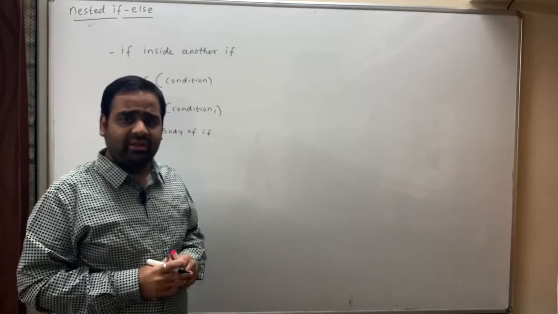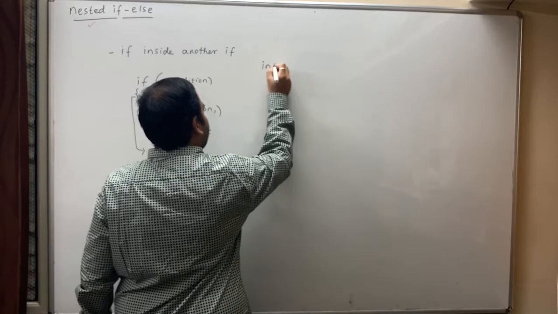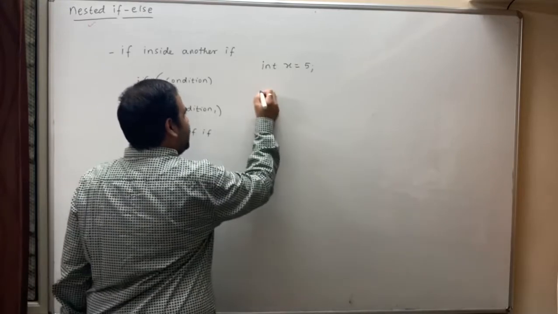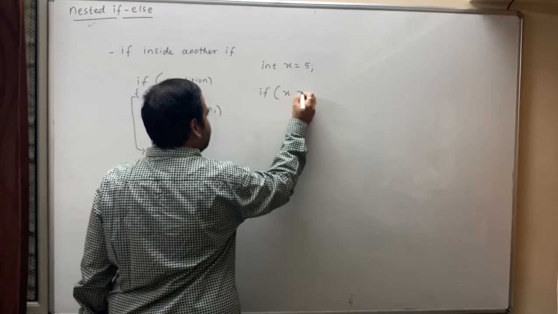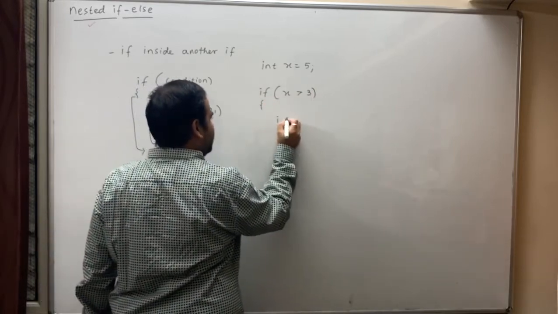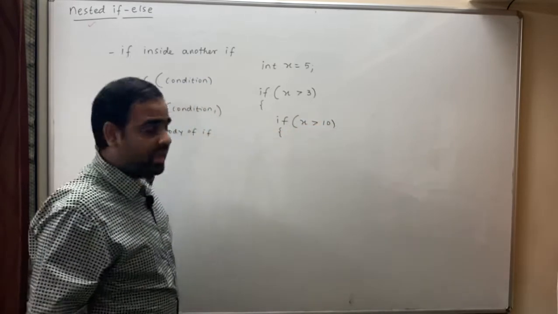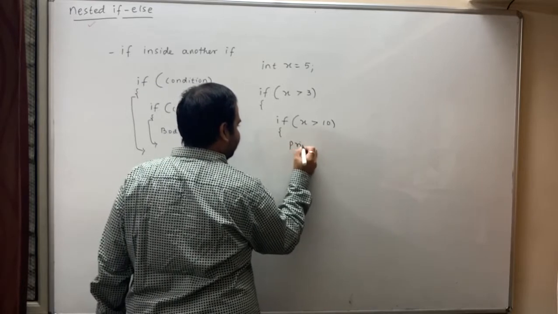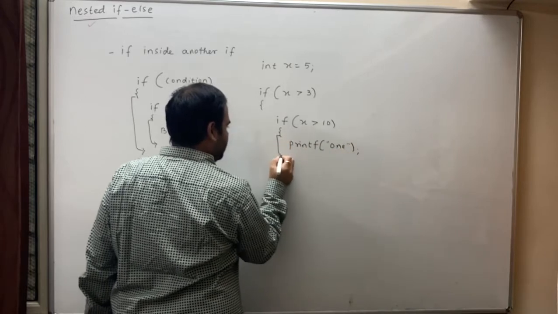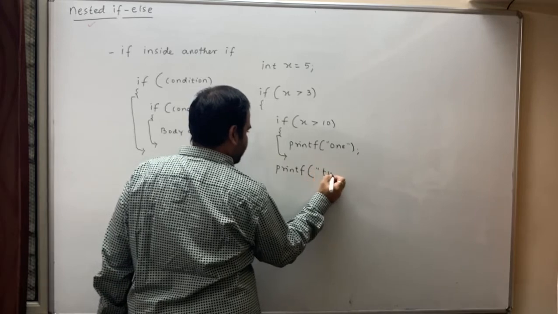Let's see with the help of an example how this nested if works. Let me say int x is equal to 5, and I write here if x is greater than 3. And here I write one more condition, if x is greater than 10, and I write here printf 1, and we close over here. And here I say printf 2.